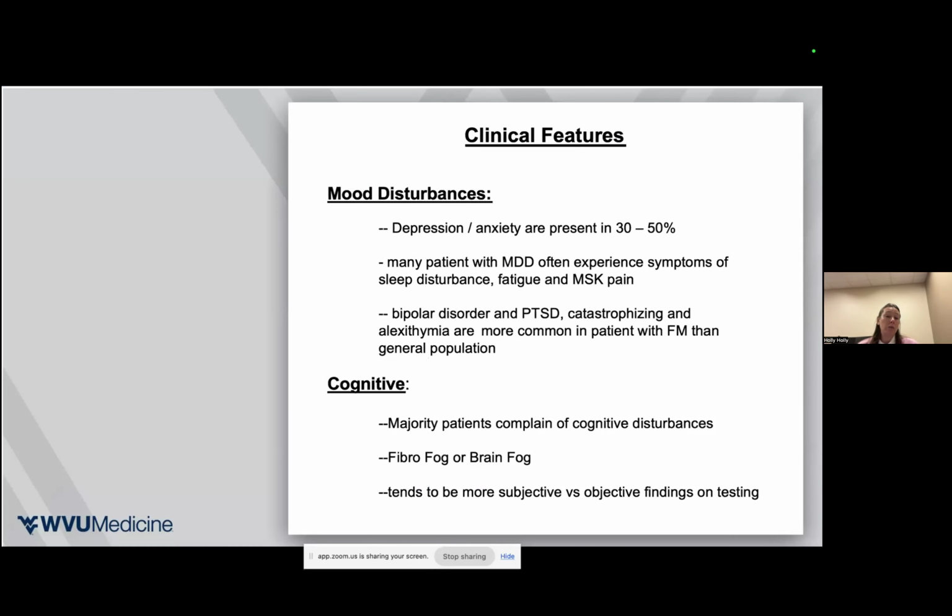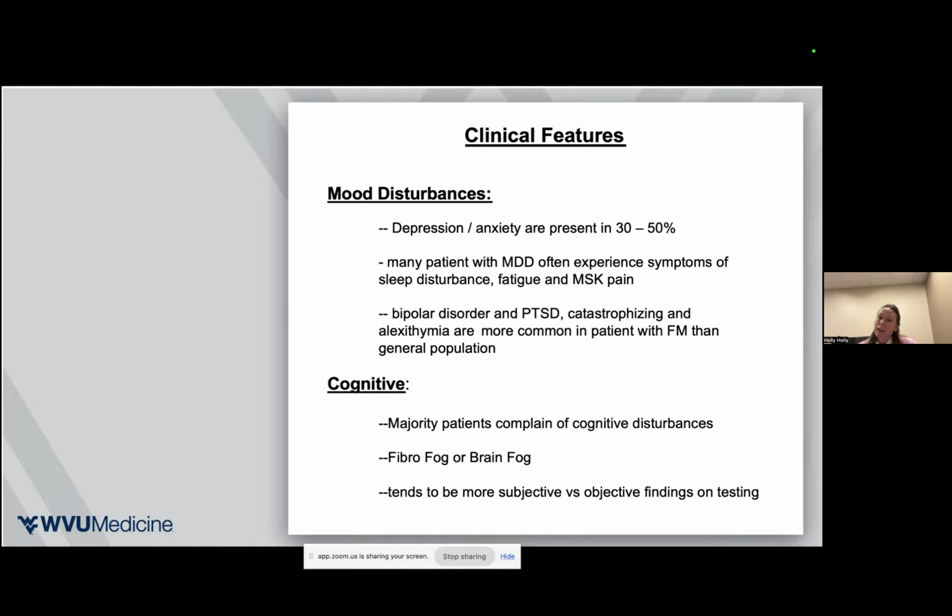So mood disorders. Again, we talked about depression and anxiety being a very commonly presented comorbidity in fibromyalgia, in up to 30 to 50% of our patients. Many of those patients who have mood disorders already experience some of these other symptoms of fibromyalgia, where they may have sleep disturbances, fatigue, and some level of pain. It's interesting, though, that patients with bipolar disorder or PTSD more commonly have fibromyalgia than the general population. So just something to take note of, and again, how our brain perceives that pain, that central pain mechanism like we talked about.